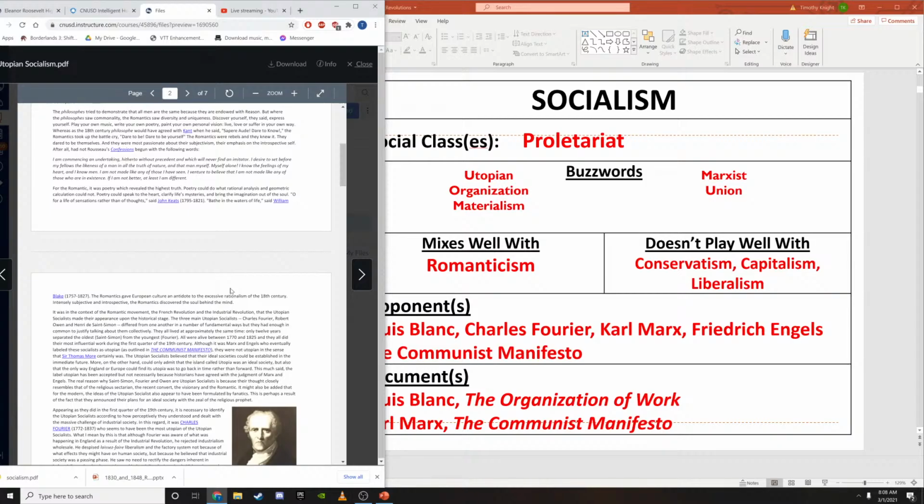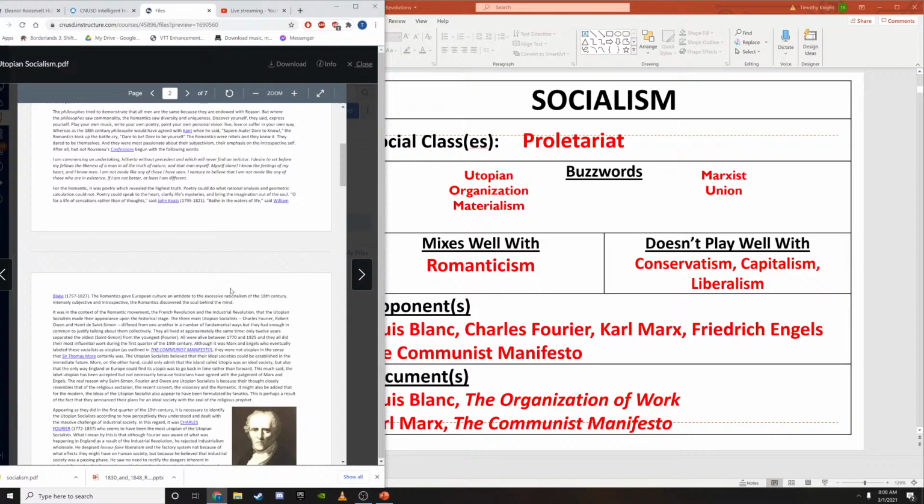The three main utopian socialists, Charles Fourier, Robert Owen, and Henri, otherwise known as Duc de Saint-Simon, differed from one another in a number of fundamental ways, but they had enough in common to justify talking about them collectively. They all lived at approximately the same time. Only 12 years separated the oldest, Saint-Simon, from the youngest, Charles Fourier.